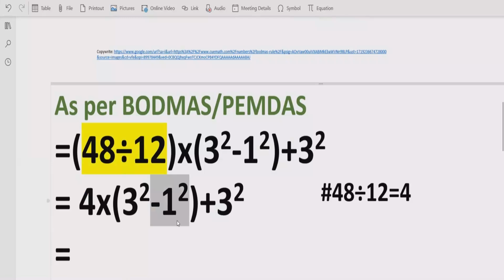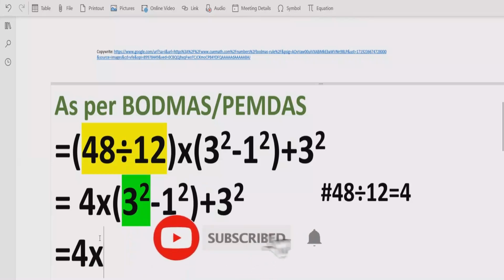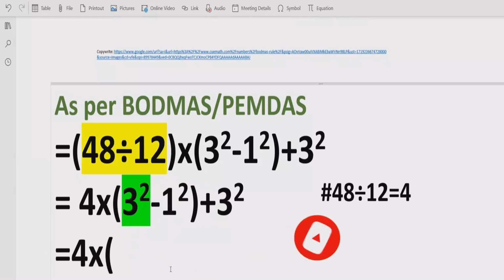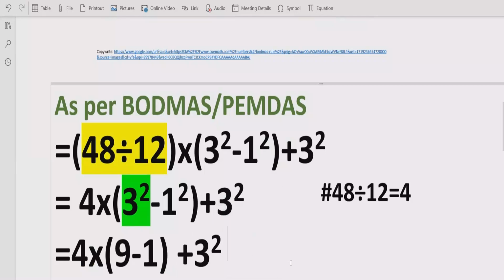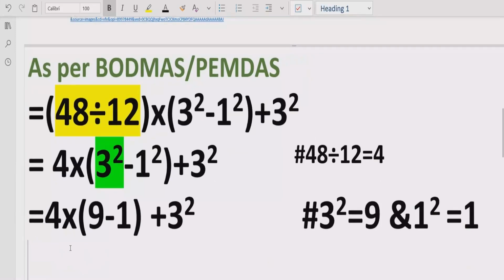Now, move forward. Again, we have to solve this bracket. So, before solving this bracket, we have to solve each number which has the power. So, here we will solve this one. 3 to the power 2 equals 3 3s are 9. Minus, and 1 to the power 2 means 1 1s are 1. And here, this part we will write right now as it is. And again, we will give the reference here. Now, move forward to solve this bracket, which is 9 minus 1 now.